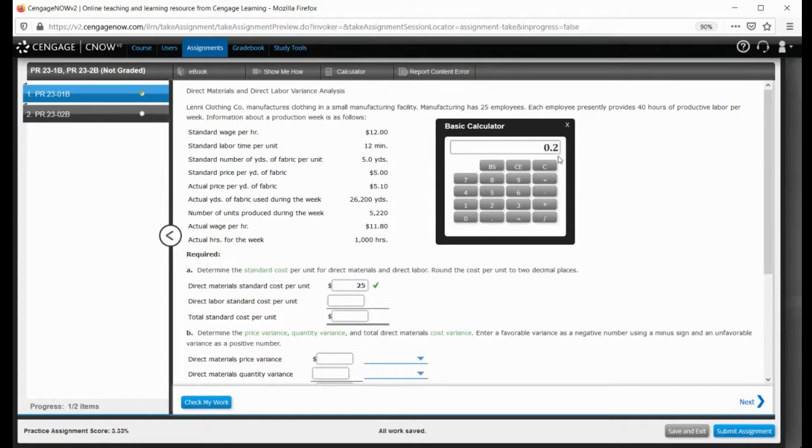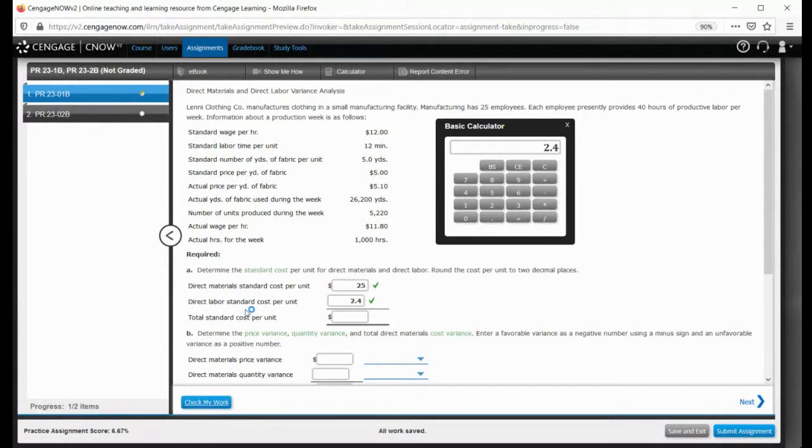My parts of an hour will be 20% of 1 hour, and that's how much time it's going to take to produce 1 unit. Once we know the time that it takes to produce 1 unit, we're going to multiply that time by $12, which is the standard wage per hour. So 0.2, 20% of an hour times $12 per hour, will tell us what the standard direct labor cost will be per unit. And it's going to be 2.4, or $2.40, is the direct labor standard cost per unit.